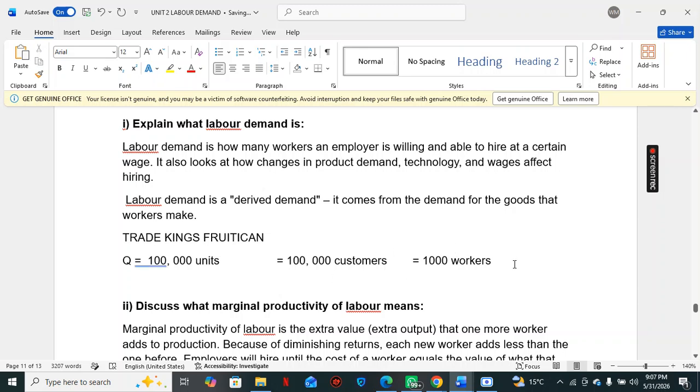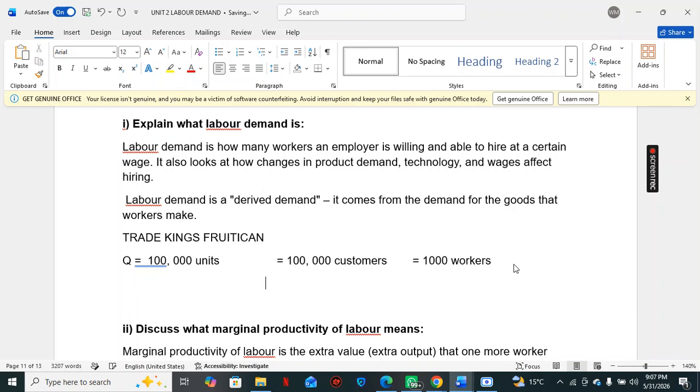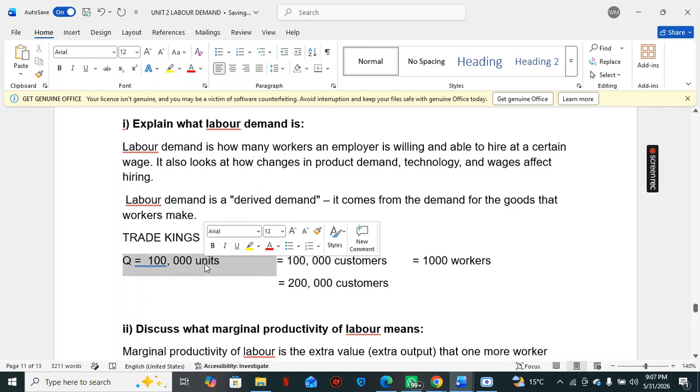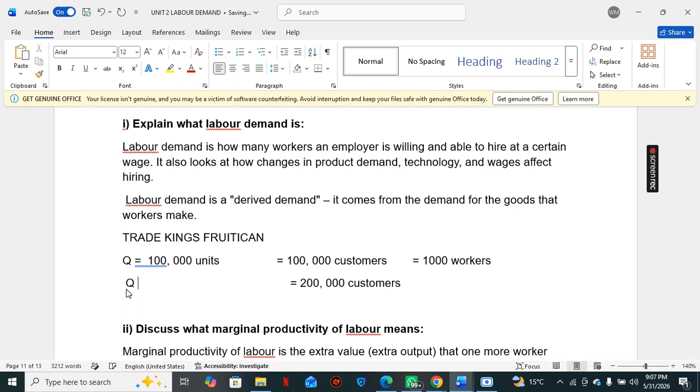Now, let's say the number of customers increases, it doubles. From 100,000 customers, they now have 200,000 customers. Meaning, to satisfy these 200,000 customers, they'll need to increase production to 200,000 units. Now, these 1,000 workers might not all be capable of producing these 200,000 units. So, what does the firm do? It hires more workers.